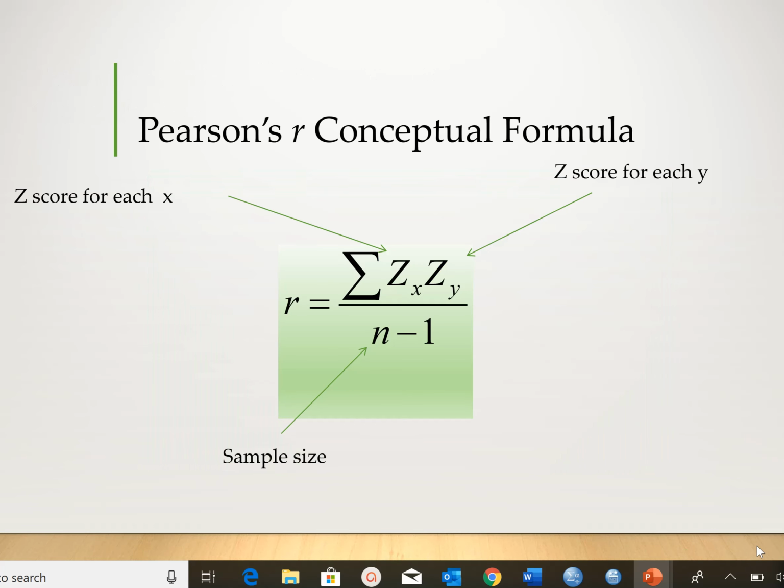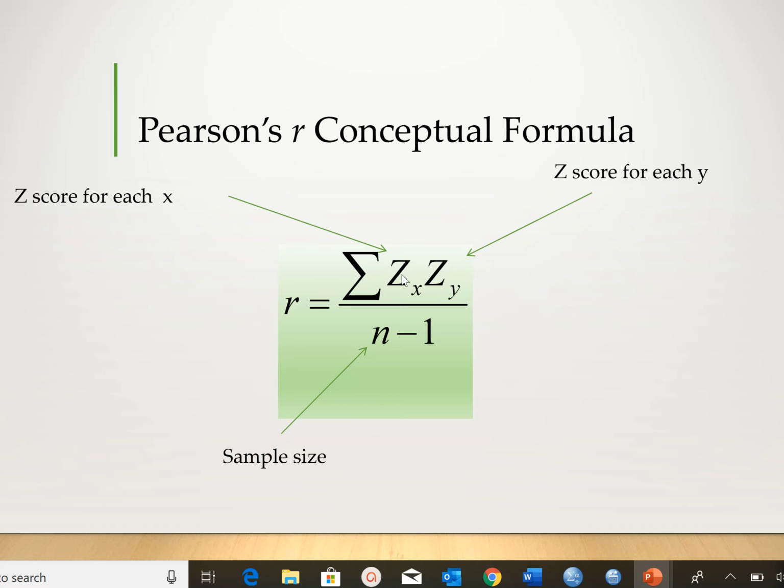So here's a conceptual formula. I really don't recommend calculating it this way by hand. It's not a lot of fun, but it can help you understand what's going on. We have here a z-score for variable x, and here we have a z-score for variable y.